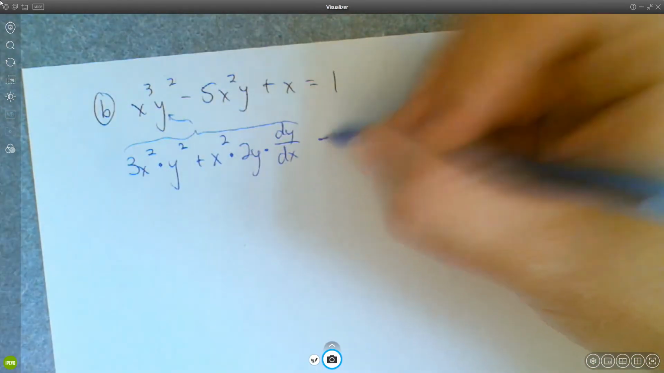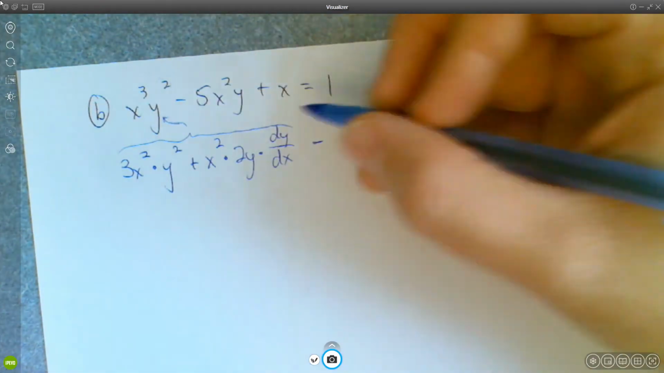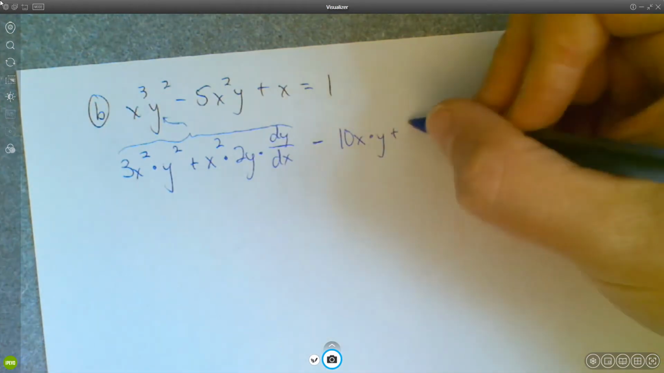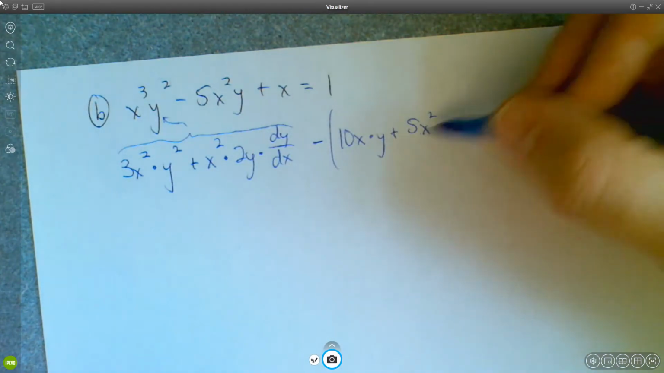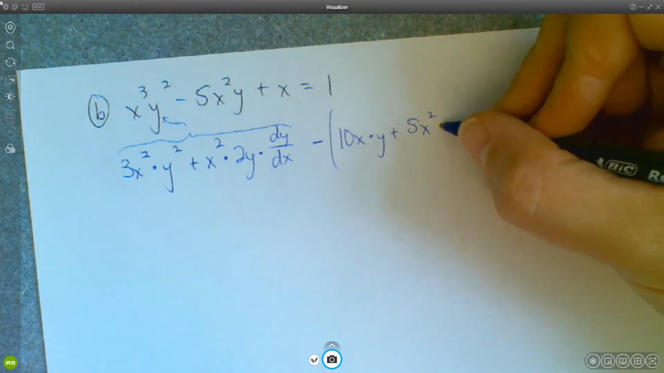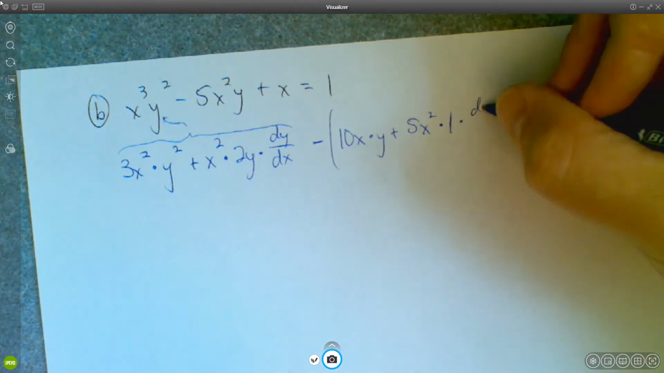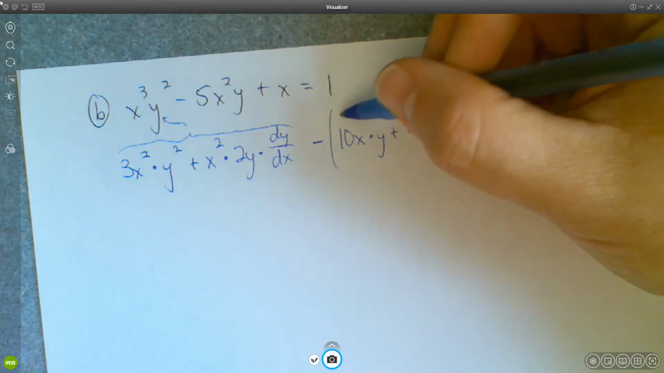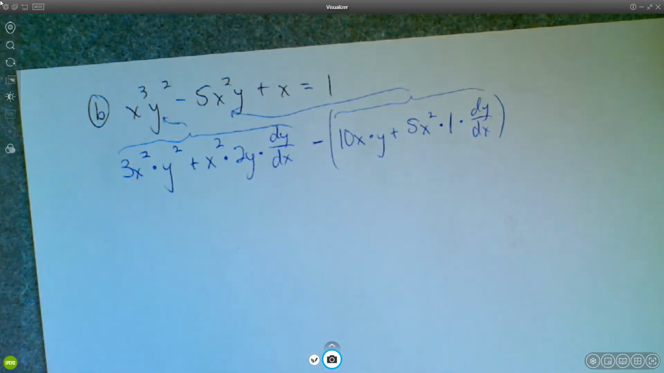Now I need to subtract off the derivative of 5x squared y. Again, I'm going to use product rule. So this is going to be 10x, so derivative of the first times the second, plus the first. By the way, I should have this in parentheses. Plus the first times the derivative of the second. So derivative of y is just 1, but again chain rule, times dy/dx. Okay, so this whole thing is just the derivative of 5x squared y.